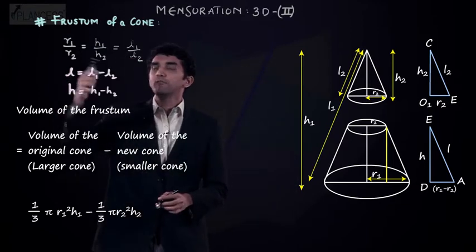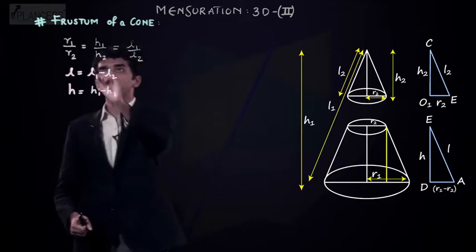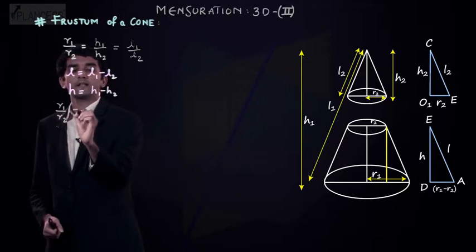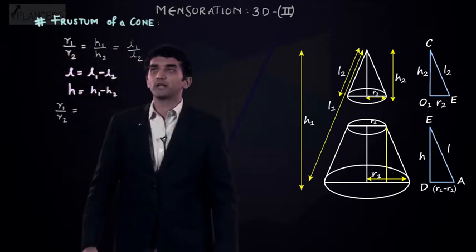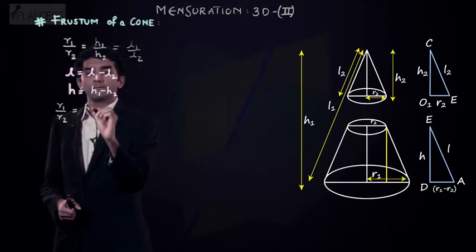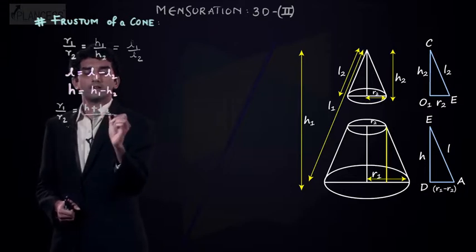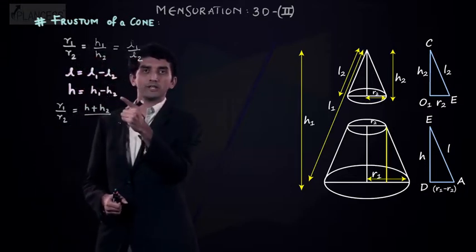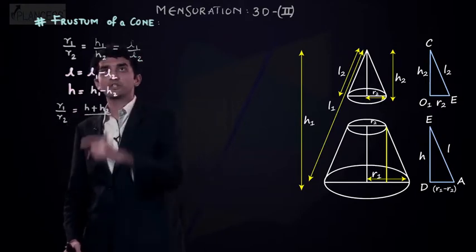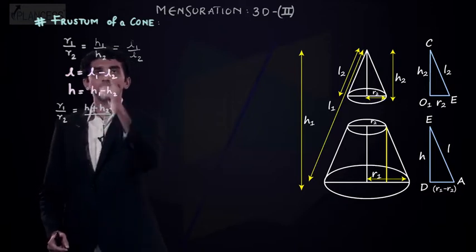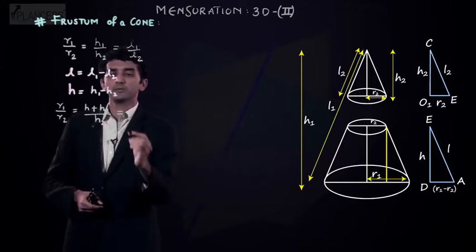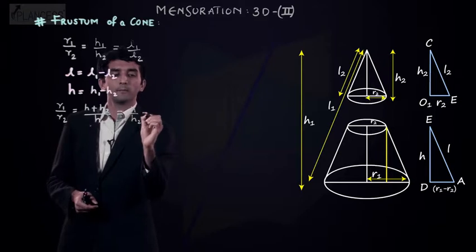Now we have to use this particular result. Using it, we get r1 upon r2 is equal to h1 upon h2. In place of h1, we are going to write h plus h2, because from this equation, h is equal to h1 minus h2, so h1 can be written as h plus h2. We are just using the first equality, not the second equality as of now. So this is going to be h upon h2 plus 1.